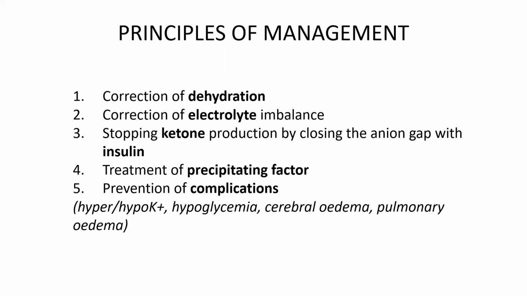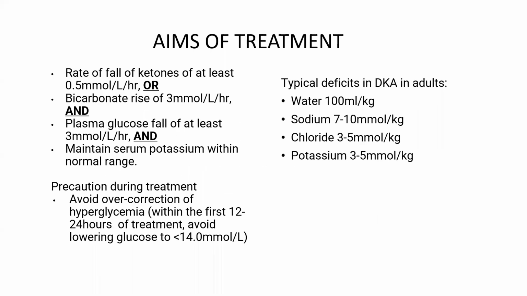So aims of treatment in DKA include the rate of fall of ketones of at least 0.5 millimole per liter per hour, or the bicarb rise of 3 millimole per liter per hour, and the plasma glucose fall of at least 3 millimole per liter per hour, and to maintain serum potassium within the normal range. To be a bit cautious during treatment, avoid correction of hyperglycemia within the first 12 hours of treatment to avoid lowering the glucose to more than 14, which I'll explain later why.